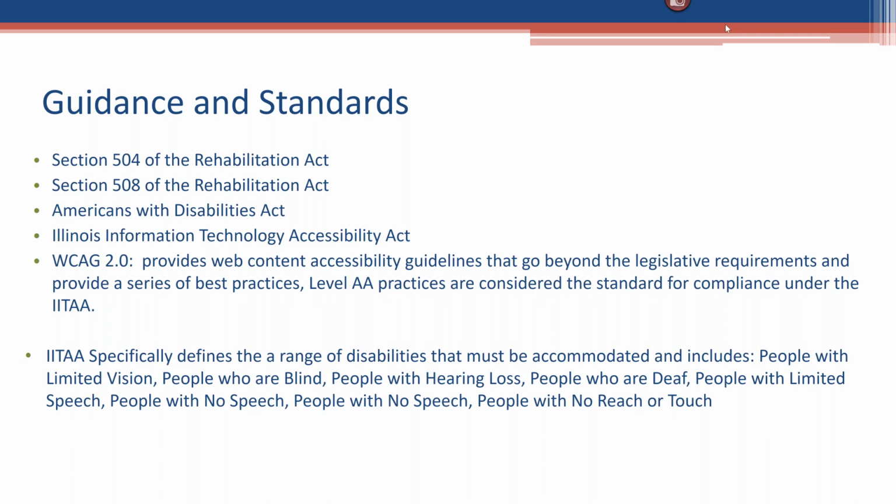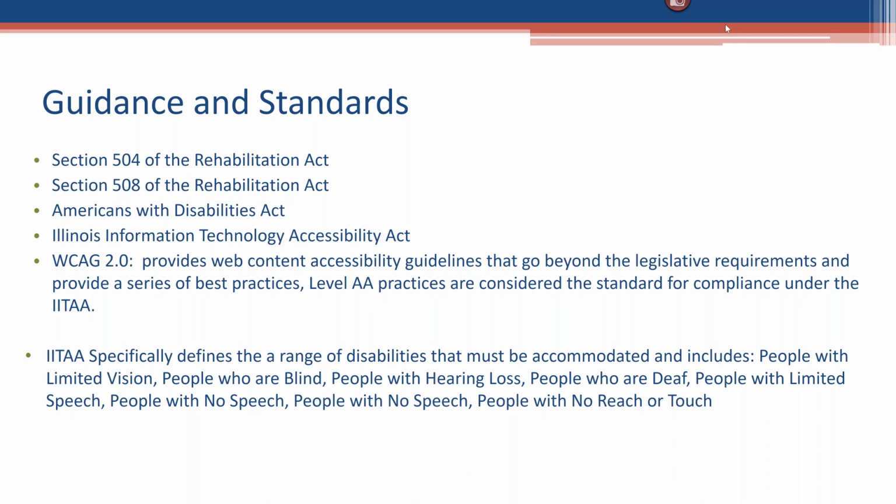I've also put the WCAG 2.0 standards up on there. As I referenced earlier, the World Wide Web Consortium has created a set of recommendations that are considered the industry standard for web accessibility. These standards provide web content accessibility guidelines that go beyond legislative requirements and provide a series of best practices. Really importantly, there are 3 levels of accessibility granted within the WCAG 2.0 standards. The standard for compliance is considered to be the level AA, whereas AAA is the highest level of compliance.